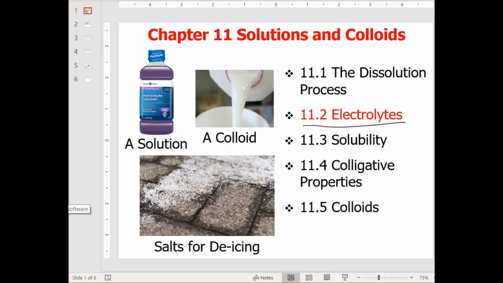In the last section, we discussed the dissolution process. When dissolved in water, some can conduct electricity, and they are called electrolytes. In this section, we discuss electrolytes.